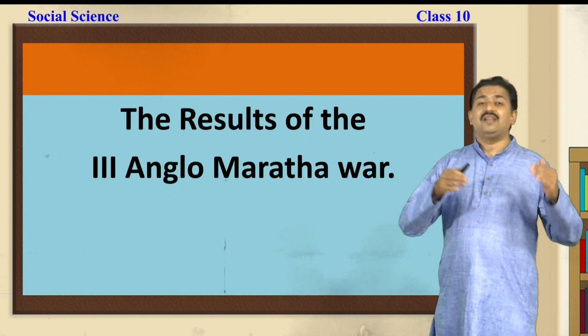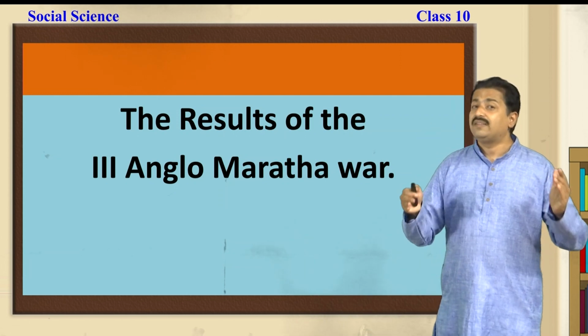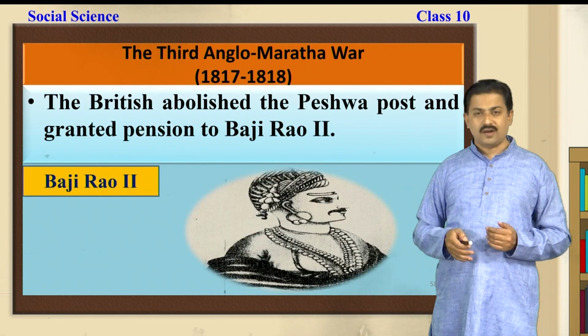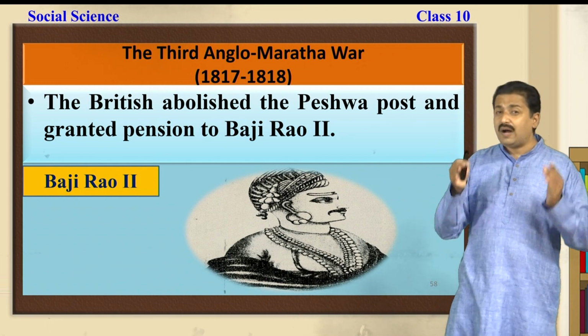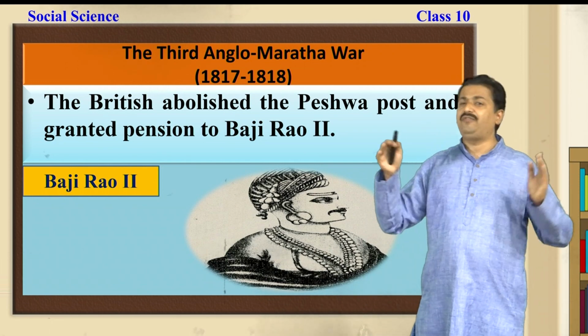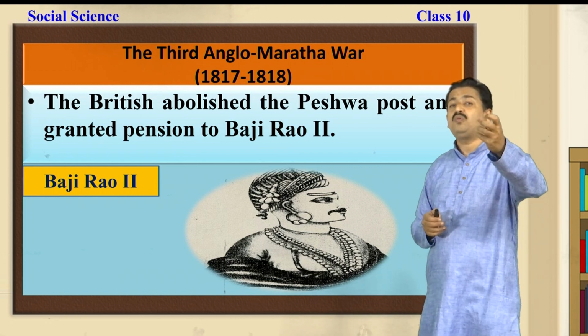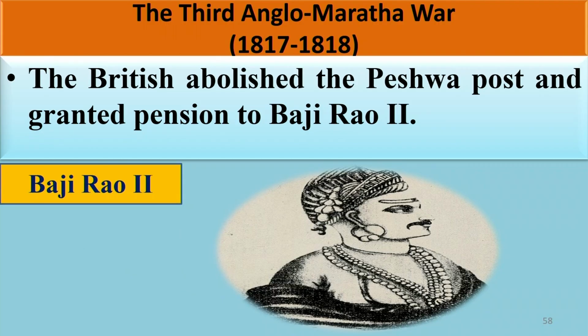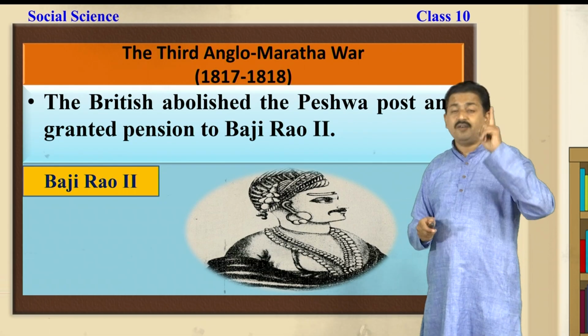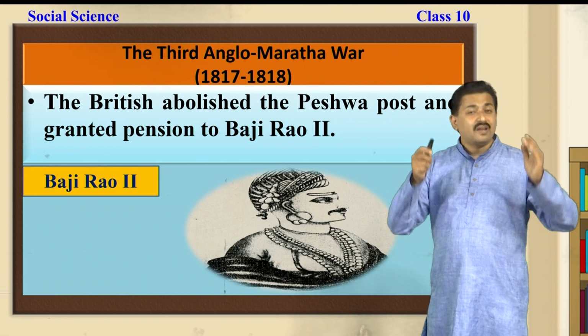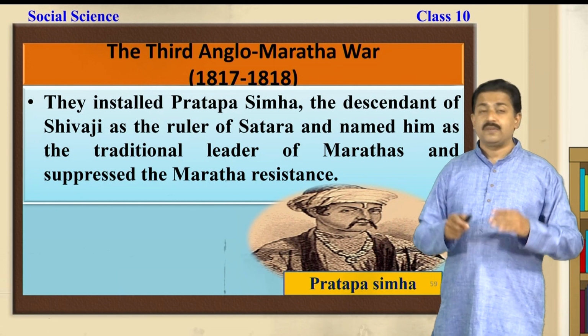Dear students, let us discuss the results of the Third Anglo-Maratha War. First of all, Bajirao II was completely defeated and his Peshwahood was taken away. The British abolished the Peshwa post and granted Bajirao II an annual pension. This is one of the results of the Third Anglo-Maratha War.